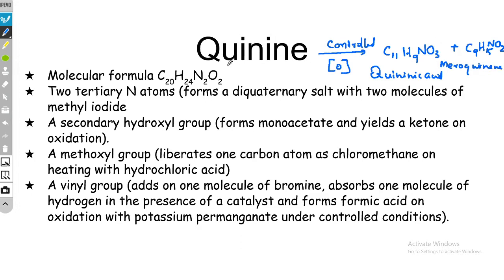Meroquinine. Okay. So if we look at the molecular formulas of these compounds, the total is 9 plus 11, 20 carbons. So by this controlled oxidation, the quinine molecule is actually split into two components, quininic acid and meroquinine. By the combination of these two, we can get the structure of quinine. So the next step is the identification of quininic acid and meroquinine, that is, the structure determination of quininic acid and meroquinine.